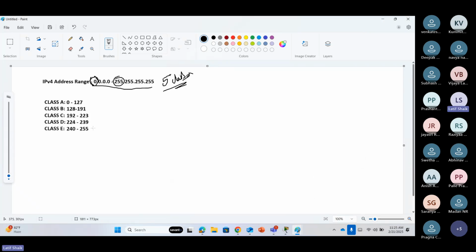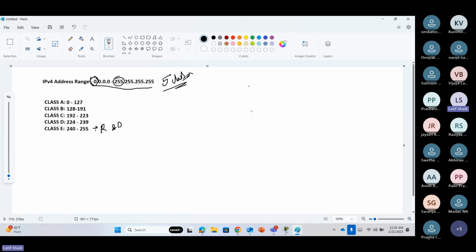Guys, this class E. From my childhood days, when I was studying networking in engineering as well as CCNA courses, the people always said R&D. This class E is reserved IP addresses, may be used in some special cases, and maybe not released for public use. As you know, only 255.255.255.255 is what we are using, and we are not assigning it to any device.